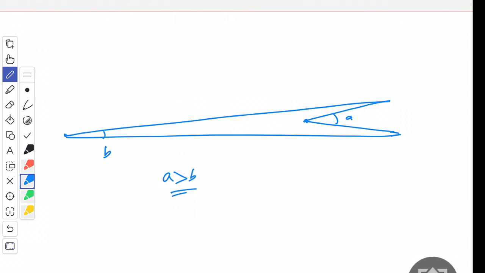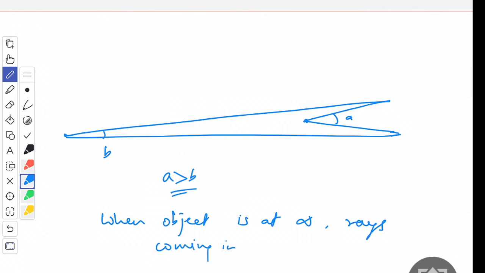Okay. Now next question. This is a very, very interesting question, because I'll show you something which you would probably have never had explained in the classroom. You must have heard that they say when an object is at infinity, the rays coming in are parallel. Everyone says this, but very few children are explained why that is the case. I'm going to explain it to you now.